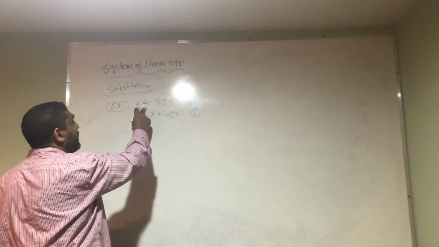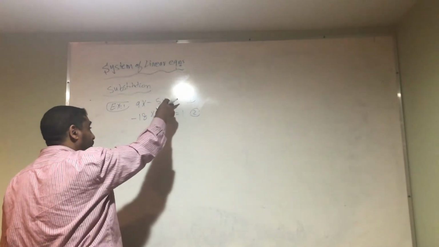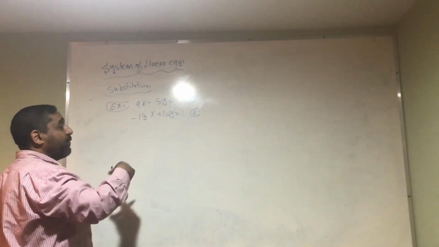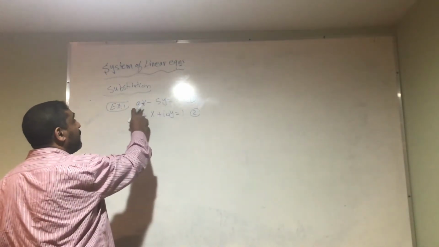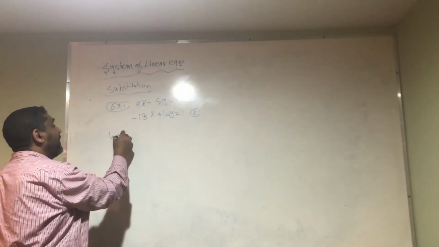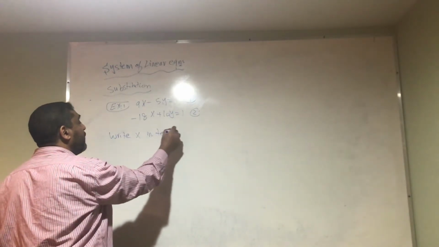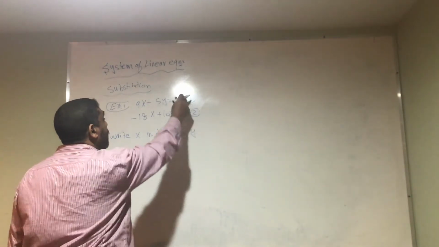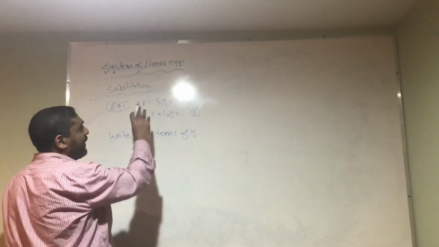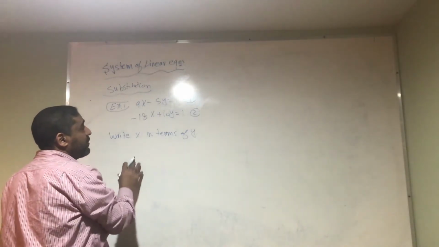You can write x in terms of y. You can pick any equation, either 1 or 2, one of them, and you can write one variable in terms of the other one. For example, I could write x in terms of y, in equation 1 or 2. It's up to you, but you should always pick the equation which is easy to solve for x or easy to solve for y.